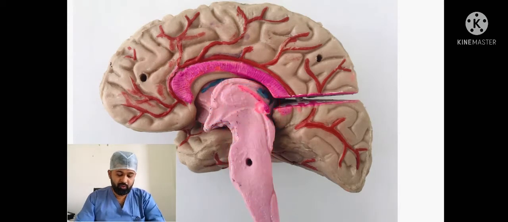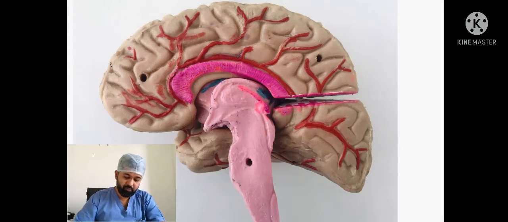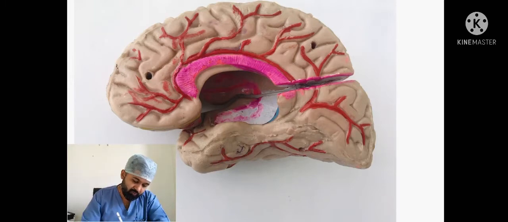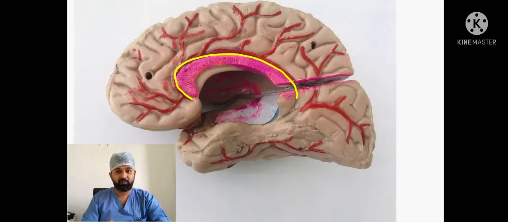So we will remove the third ventricle and the brainstem part. So this is what we can see: the sulci and gyri on the medial surface. Above the corpus callosum, we have a sulcus which is known as the callosal sulcus. The callosal sulcus separates the corpus callosum from the rest of the cerebrum.